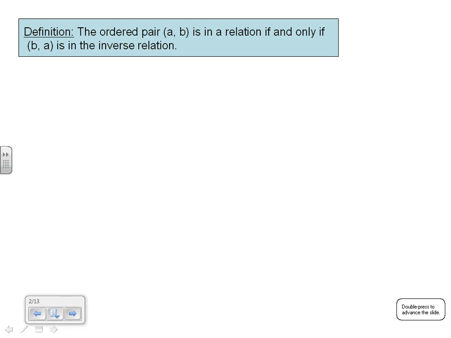And then we'll talk about what the different representations are that we might see. So first of all, our definition says that an ordered pair (a, b) is in a relation if and only if (b, a) is in its inverse. It's actually pretty straightforward. A and B are your x and y values. They get switched. You switch your x and your y values, and there's your inverse function.